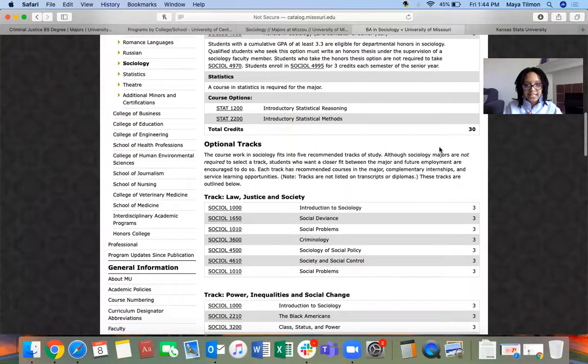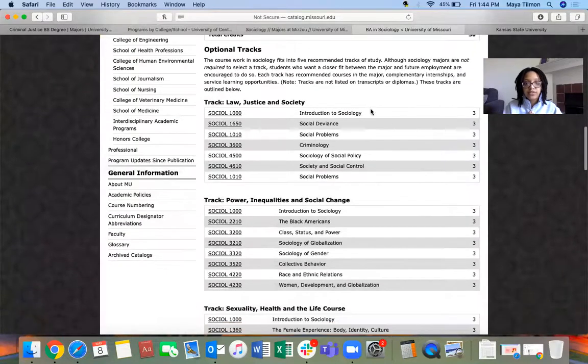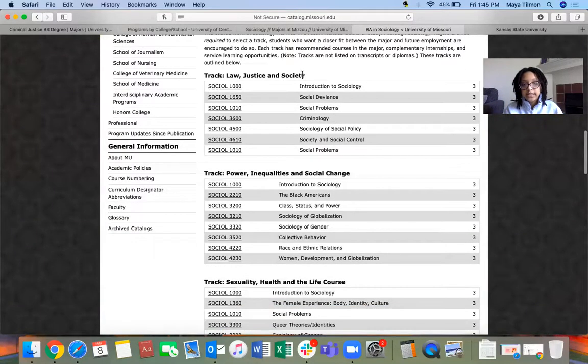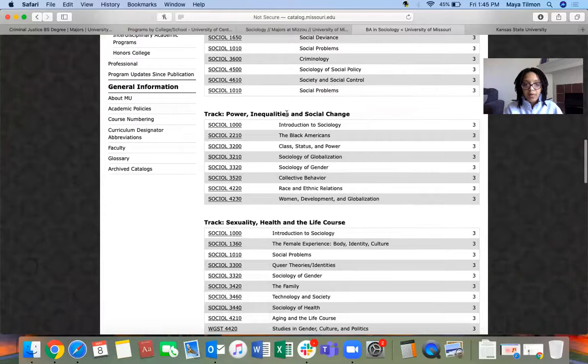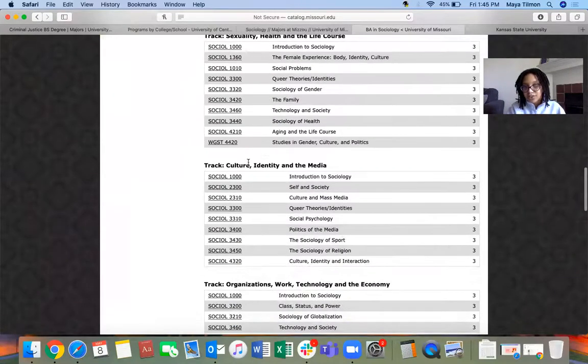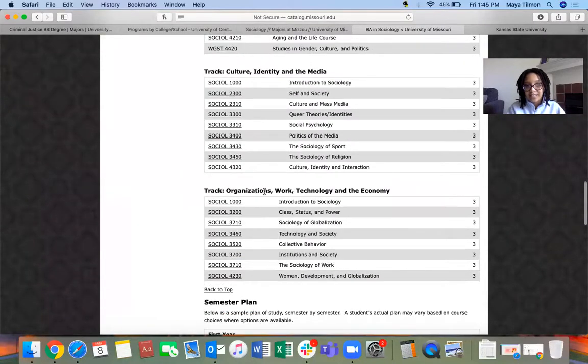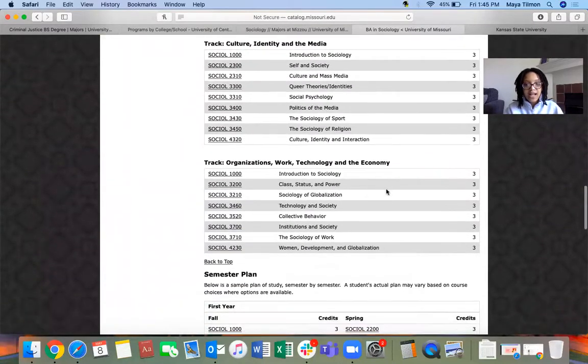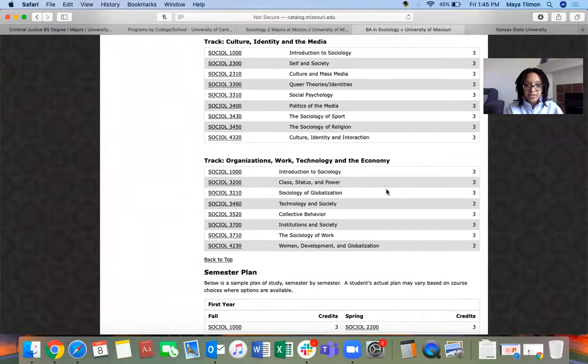Some statistics things that are available. And then these are the tracks. So within sociology, your major would be sociology, and then you would say, with a track in blank, or with an emphasis in blank. So law, justice, and society, I would say that one's probably the most related to criminology. There's even a criminology class specifically there. Power, inequalities, and social change, sexuality, health, and the life course, culture, identity, and the media, and then organizations, work, technology, and the economy. So lots of different options that you have within the sociology major.